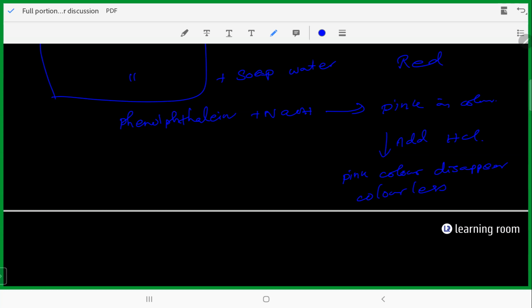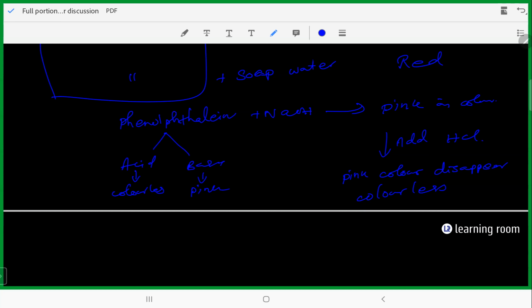Now, adding sodium hydroxide, the pink color changes again. Why does it become pink? Because when the basic medium is in excess, it becomes pink. When the acid medium is in excess, it becomes colorless. So phenolphthalein is colorless in acid medium and pink in base medium.